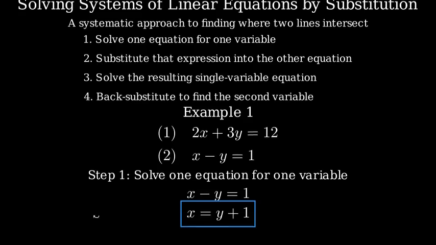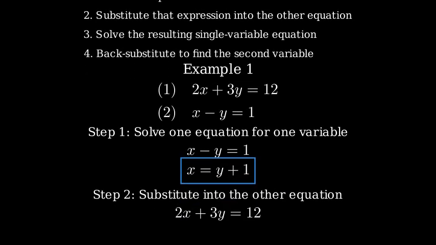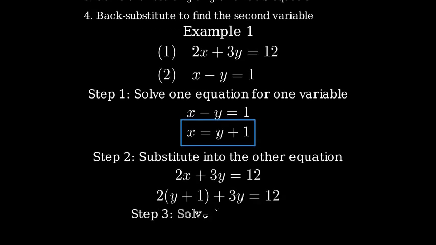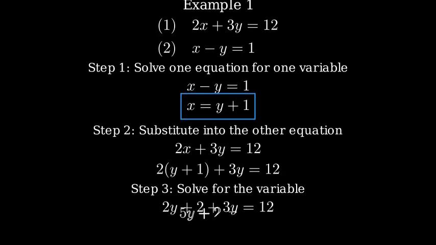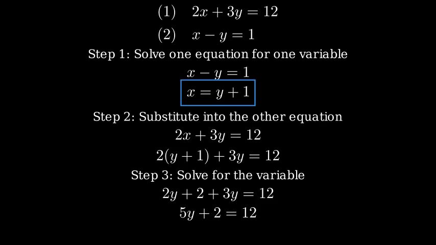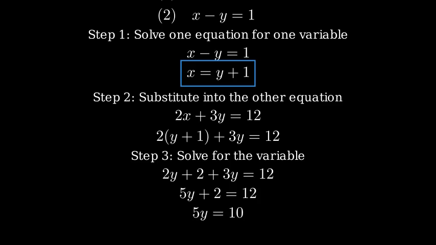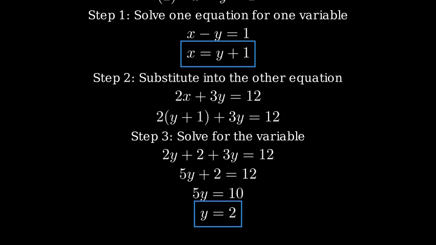Now for step 2, we substitute the expression x equals y plus 1 into equation 1. This gives us 2 times (y plus 1) plus 3y equals 12. For step 3, we solve this equation for y. Let's distribute the 2, getting 2y plus 2 plus 3y equals 12. Combining like terms, we have 5y plus 2 equals 12. Subtracting 2 from both sides, we get 5y equals 10. Finally, dividing by 5, we find that y equals 2.